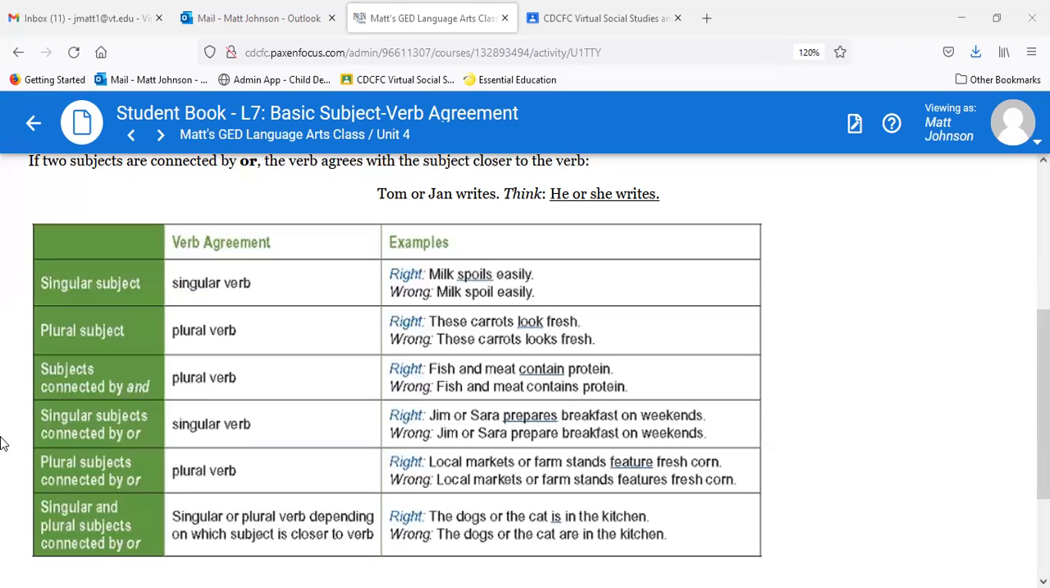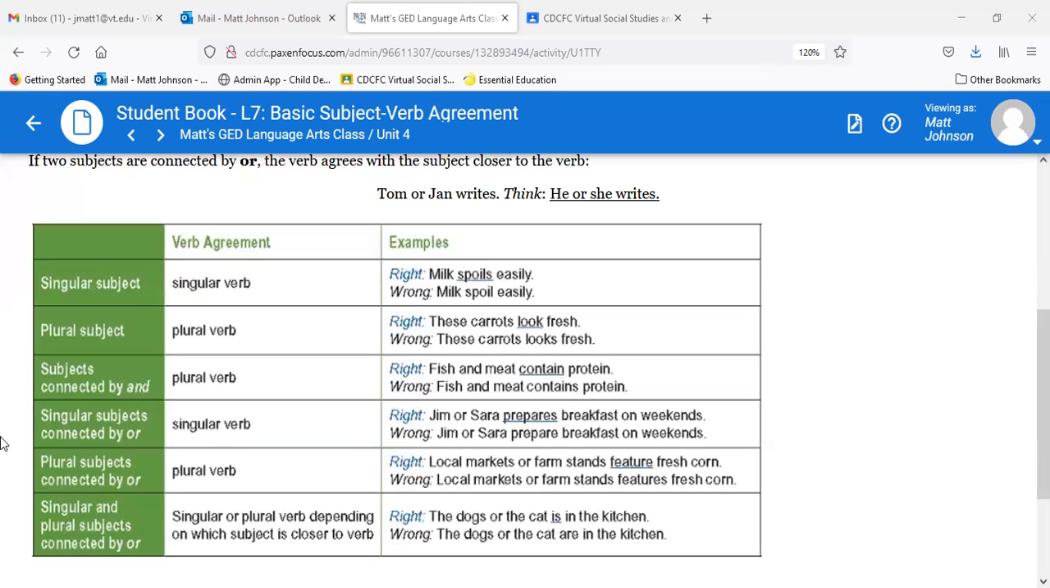Jim or Sarah prepares breakfast on weekends. So Sarah is what we're looking at. That part of the subject is singular. Prepares, singular verb. Jim or Sarah prepares breakfast on weekends. It's incorrect to say Jim or Sarah prepare breakfast on weekends, even though it sounds kind of close.